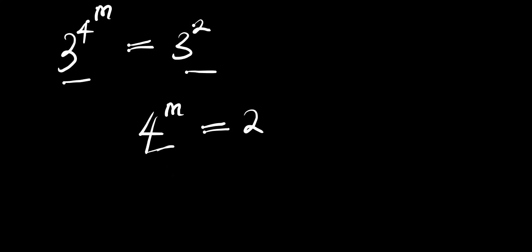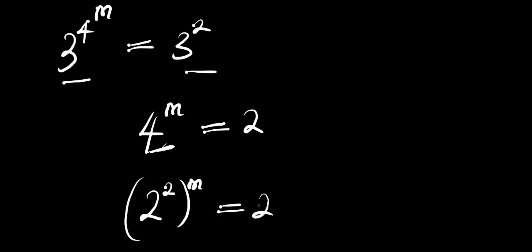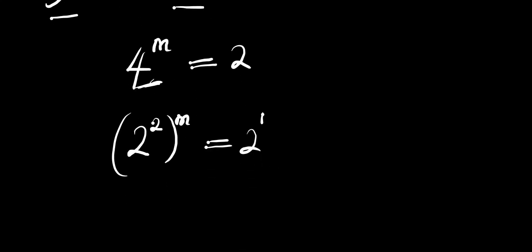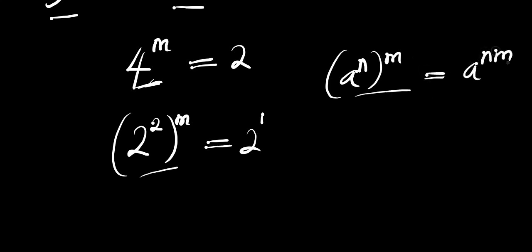Now let's express this 4 as the exponent of 2. That means we're going to have 2 to the power of 2, that is 4, all to the power of m, and this equals 2. Remember, this 2 is raised to the power of 1, because 2 raised to the power of 1 is 2. So let's make use of this identity. If you have a to the power of n, all to the power of m, that means we are going to have a to the power of n times m. So that means we are going to multiply the exponents. So that is what we are going to do right here.